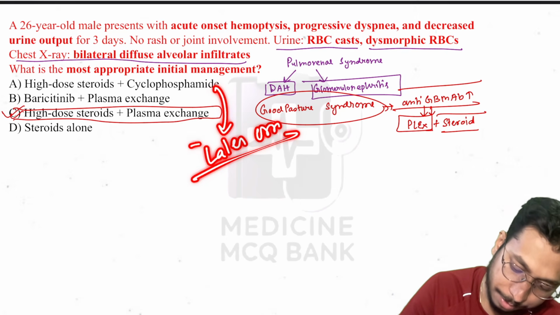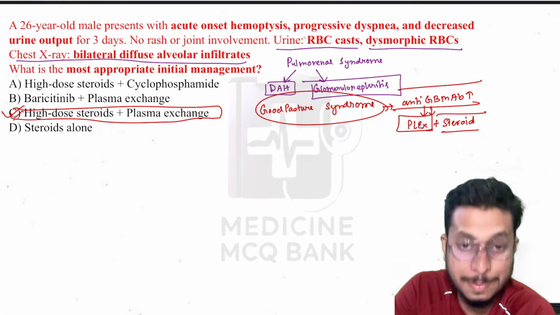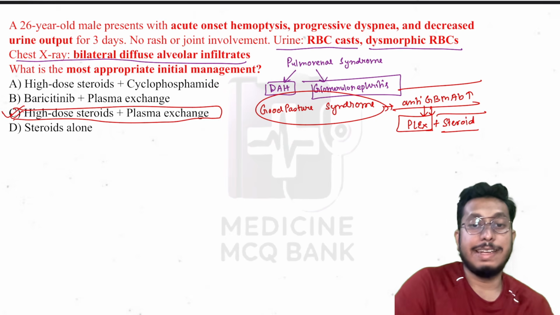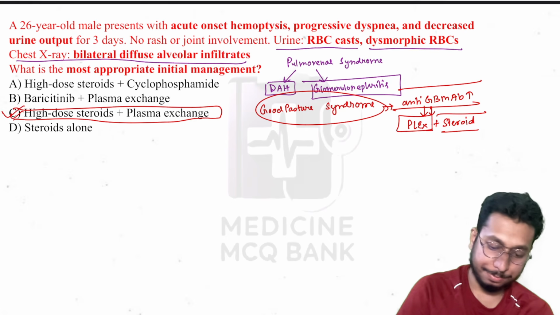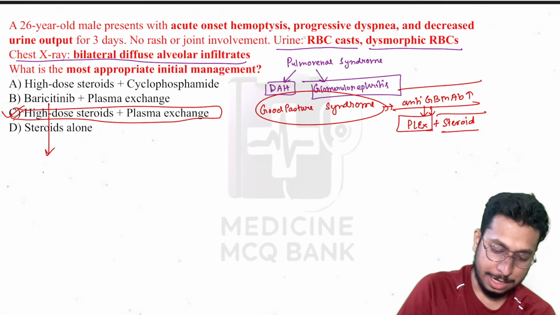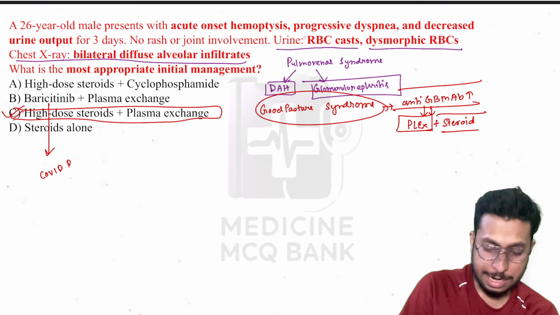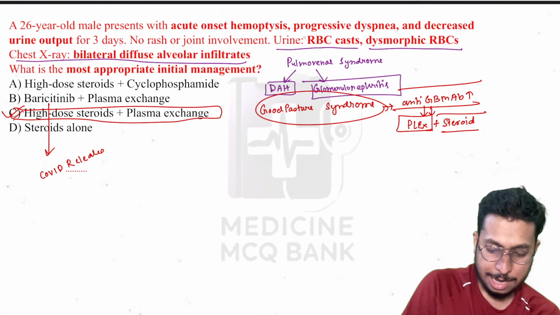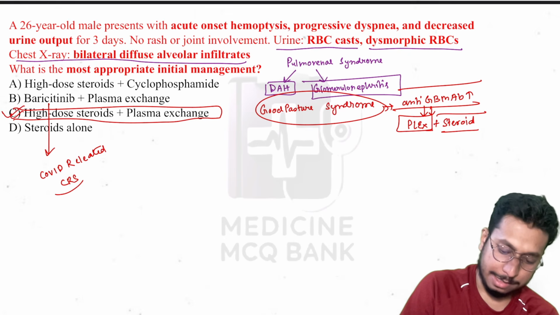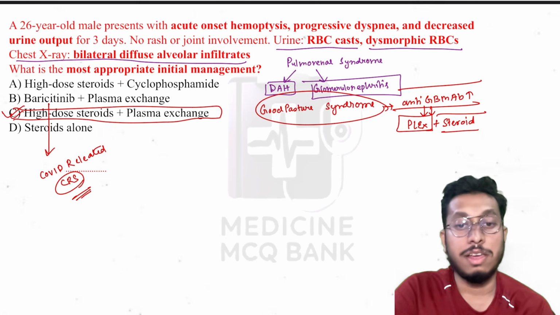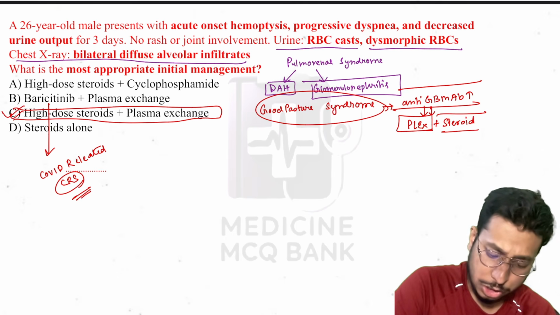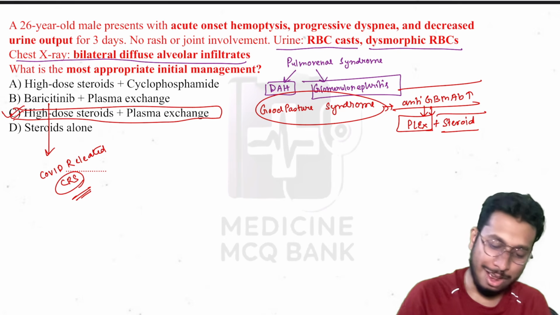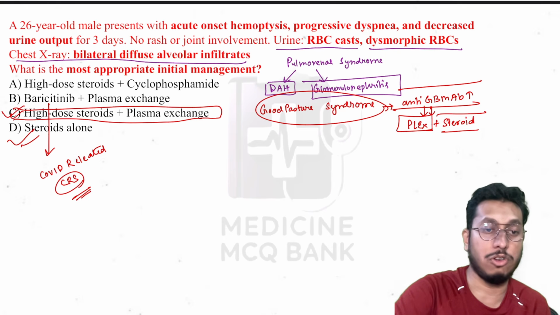Okay. Now, regarding baricitinib and plasma exchange. Baricitinib is used mainly in COVID related CRS. So, what is meant by CRS? CRS is cytokine release storm. Okay, so it is used mainly in COVID related cytokine storm, not in this case. Steroid alone? No, obviously not here. Steroid alone will not be used.